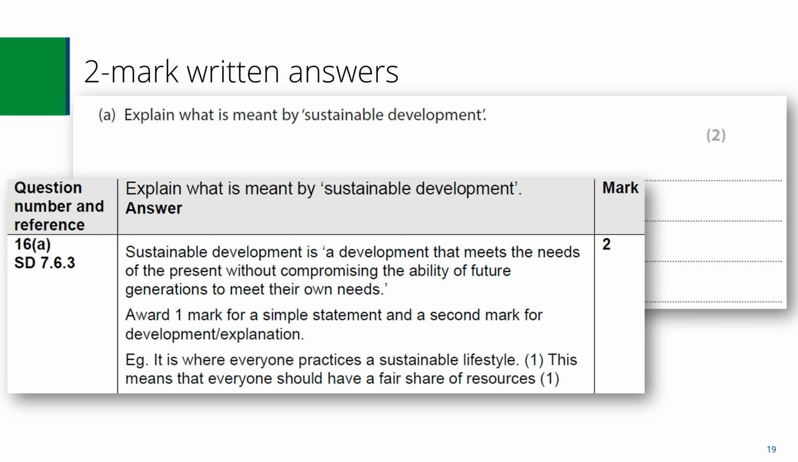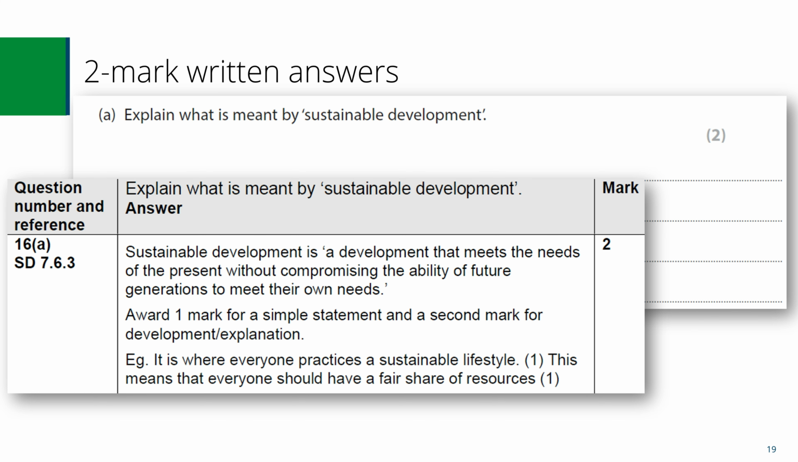A totally correct definition is shown in the first paragraph. It's development that meets the needs of the present without compromising the ability of the future generations to meet their own needs. This would automatically gain 2 marks. Any idea which takes the idea that what we do in the present, economically or environmentally, should be thinking about the needs of people in the future as well. That is the correct definition of the term.